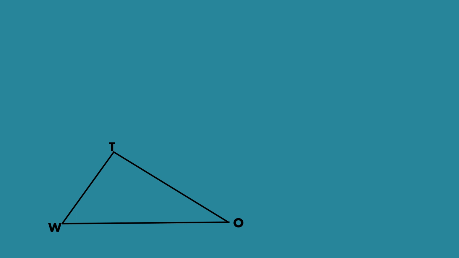In triangle TWO, segment WT is 4 units long, segment TO is 6 units long, segment WO is 8 units long. Let's try to compare the sum of the lengths of any two sides of this triangle to the length of the third side. Let's take first the lengths of segment WT and segment TO. If we add 4 units and 6 units, their sum is 10 units, and that is greater than 8 units. Therefore, our first inequality is correct.